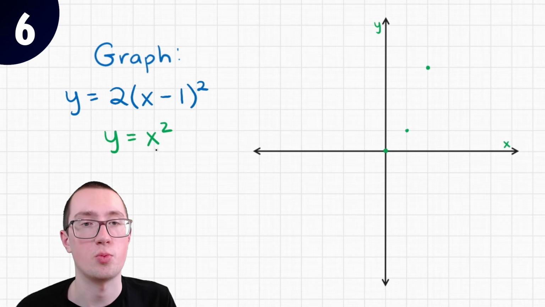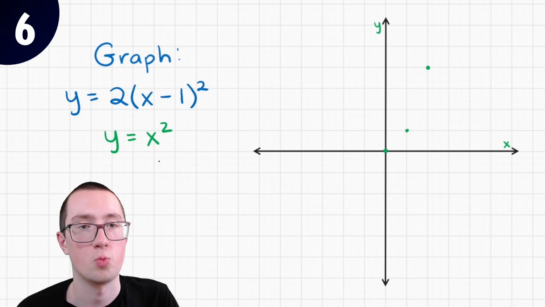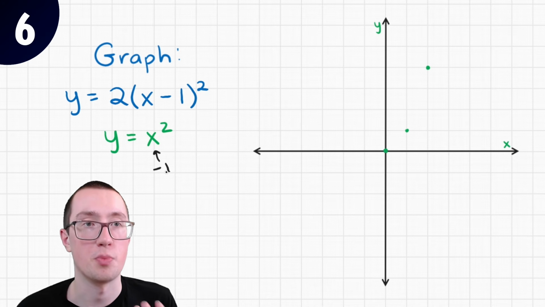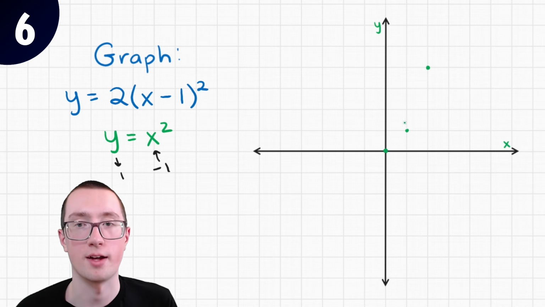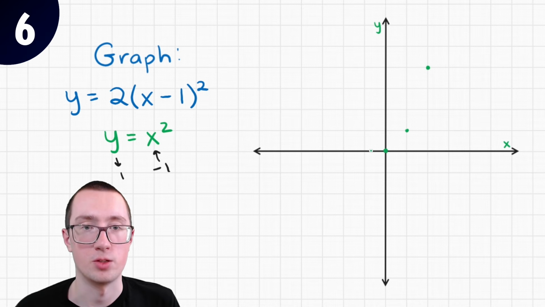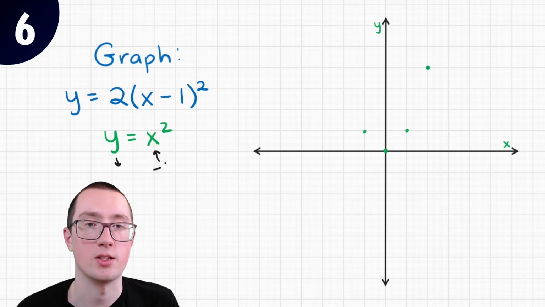Now, what happens if I start plugging in negative numbers for x? Well, if I plug in negative 1 for x, negative 1 times negative 1 is positive 1 because two negatives make a positive. So when I plug in negative 1 for x, I get positive 1 for y. So negative 1 for x is left and right, and negative numbers go to the left. So I'm going to move 1 square to the left and 1 square up because y is 1. And in the same way, when I plug in negative 2 for x, I get positive 4 for y. So I'm going to move 2 squares to the left and 4 squares up.